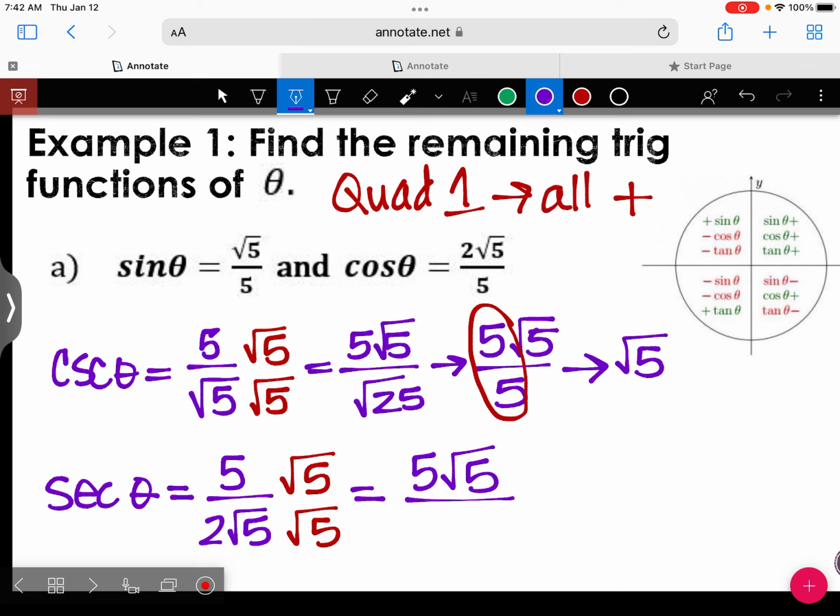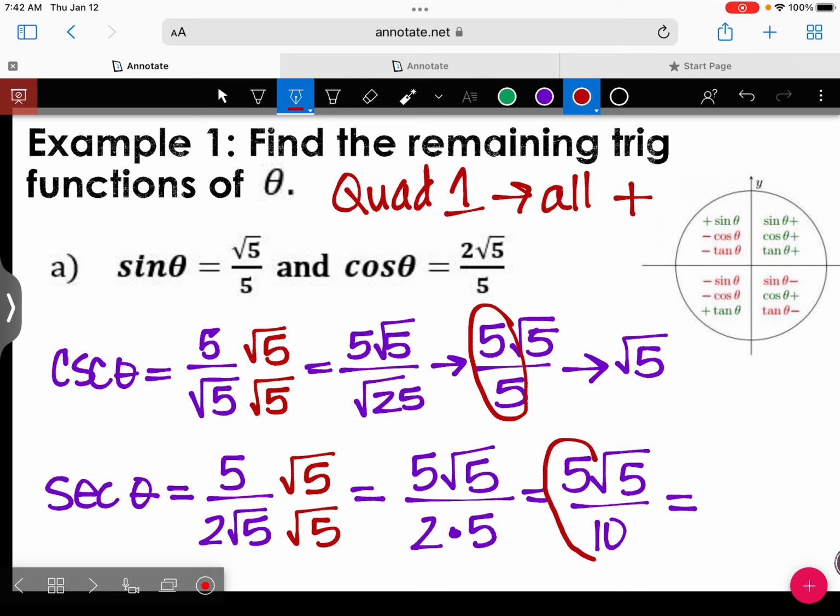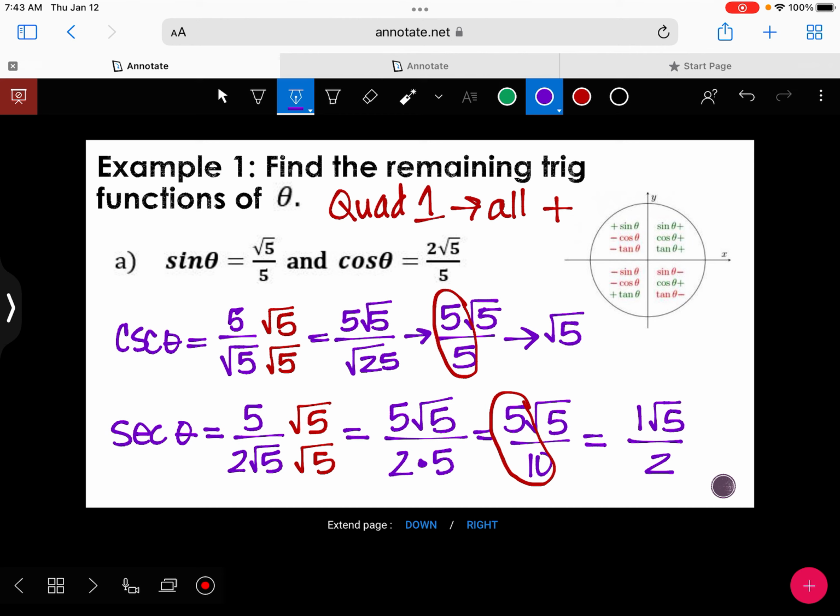So we have 5 root 5, and this is going to end up being a 2 times just a 5, because the square root of 25 is going to be 5. So that would be 5 root 5 over 10. And this time, this reduces. 5 over 10 reduces to what? 1/2, yep. So we have 1 root 5 over 2. Okay.